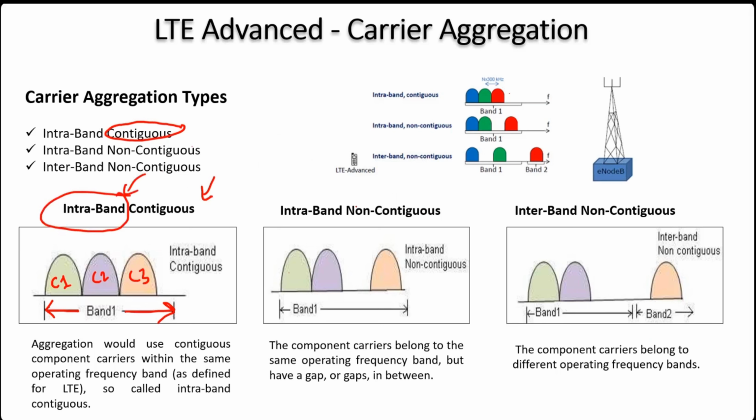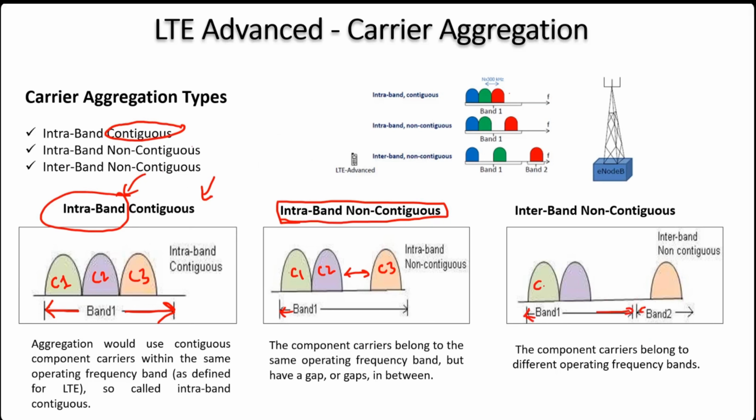Intra-band non-contiguous means here it is not the continuation. So carrier 1, carrier 2, carrier 3 using the same band, but there will be a gap in the frequency. That we call an intra-band non-contiguous. And when we talk about the inter-band, there we are going with two bands with a gap.